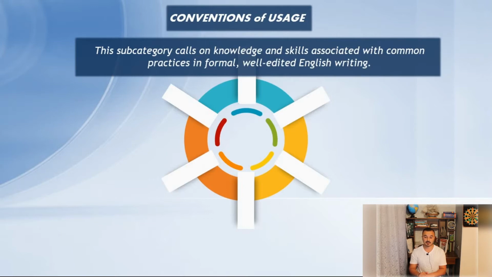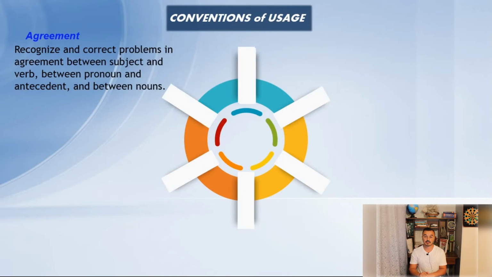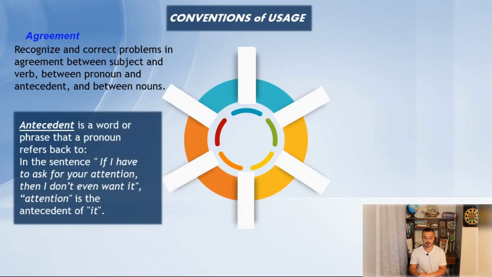The first question type in that subcategory is called agreement. Agreement questions ask you to recognize and correct problems in agreement between subject and verb, between pronoun and antecedent, and between nouns. An antecedent is a word or phrase that a pronoun refers back to. For example, if I have to ask for your attention, then I don't even want it. In that sentence, attention is the antecedent of it, and it refers back to attention.